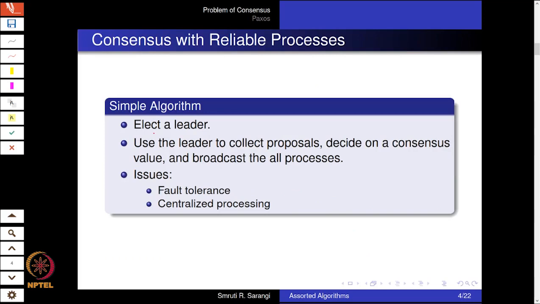So we can ask, what is the big deal with consensus? It's very simple. We can elect a leader. We already have many algorithms to elect a leader. We use the leader to collect proposals, decide on a consensus value, and broadcast it to all processes. This seems to be a very fair idea, where we have a set of processes. They elect one leader among them. All the processes send their proposals to the leader. The leader chooses one and distributes it back.